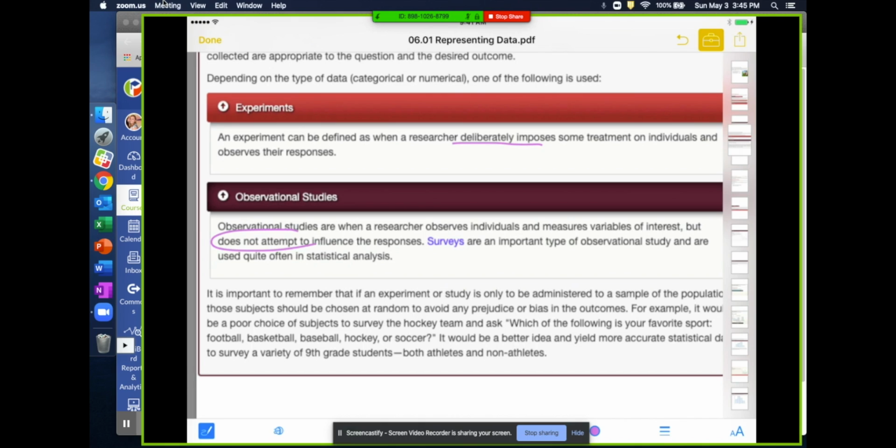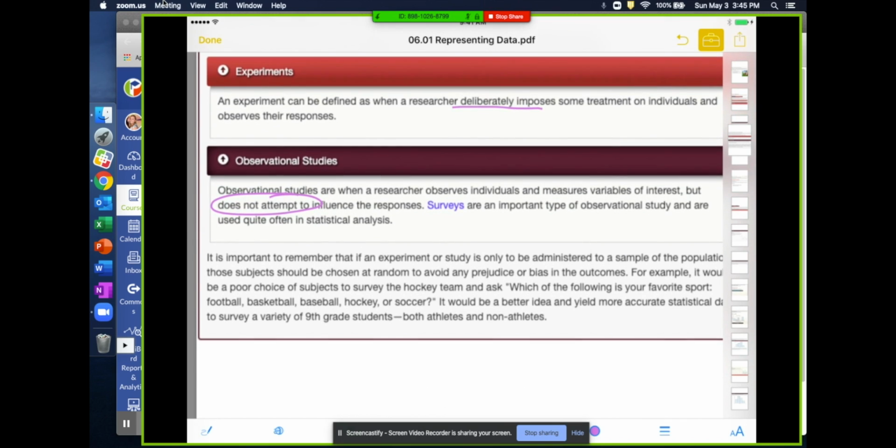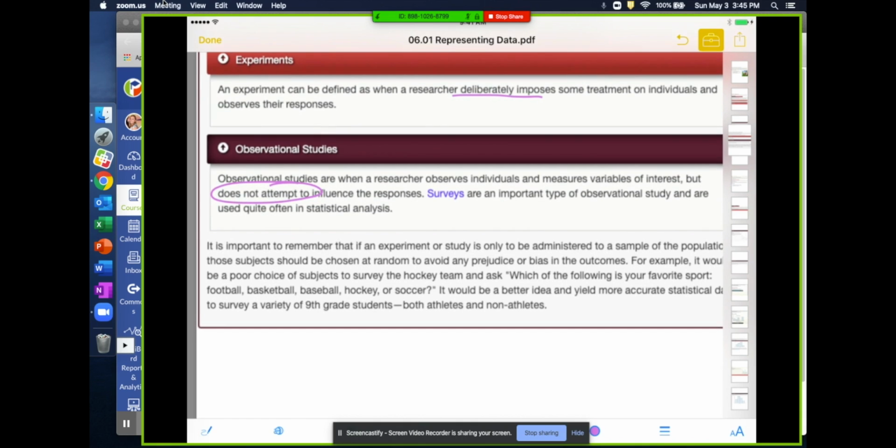So for example, if you just put out a survey, you're not really influencing them to answer one way or another, you're just trying to collect responses, whereas if you're doing an experiment, you may be trying to persuade someone one way or the other depending on how you're asking your questions. And then it says it is important to remember that if an experiment or study is only to be administered to a sample of the population, those subjects should be chosen at random.